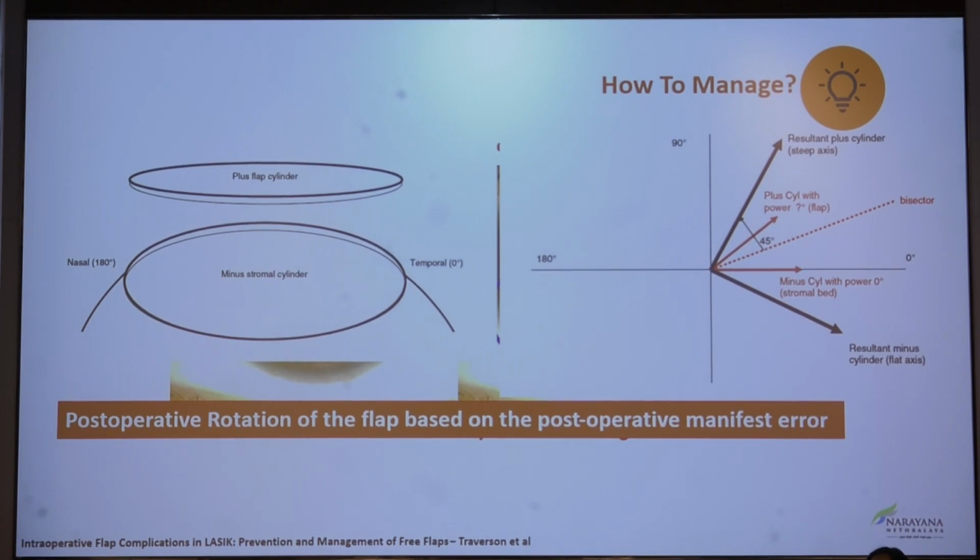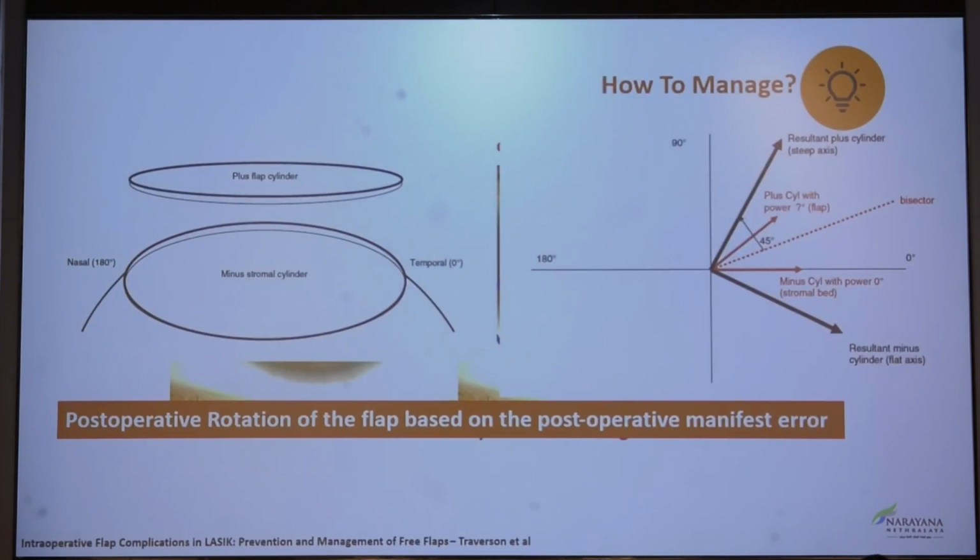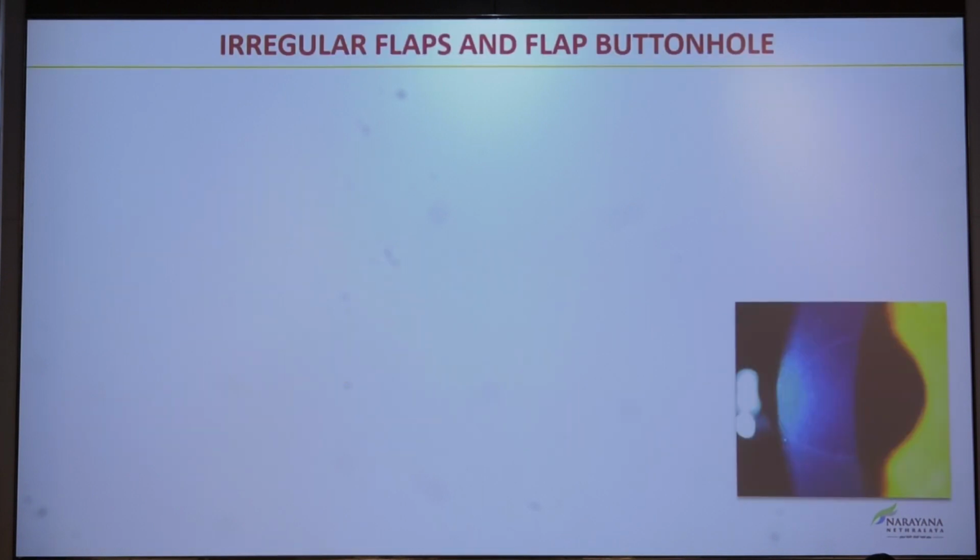based on the astigmatism. But the limitation of this technique is, in this we are assuming that the laser ablation itself is not inducing any astigmatism, so you have to take into account the preoperative astigmatism and then do these calculations. The next important complication is irregular flaps and flap buttonhole.